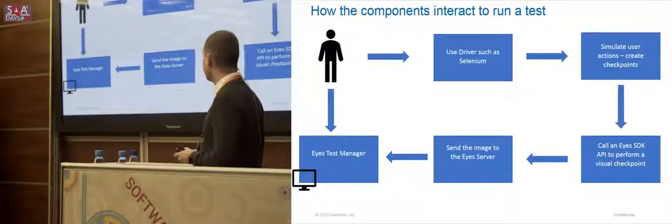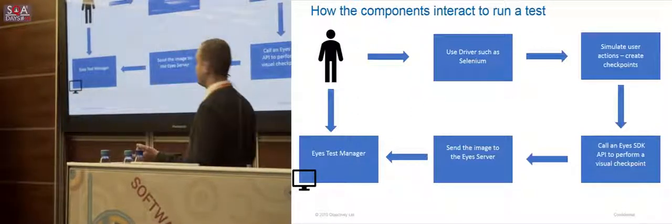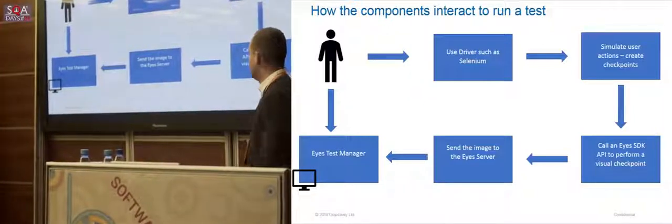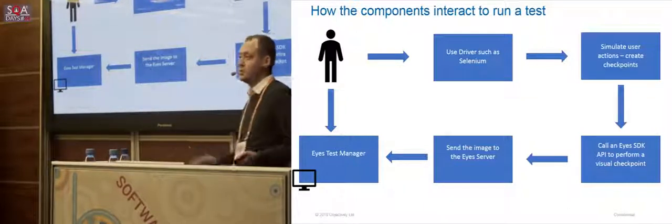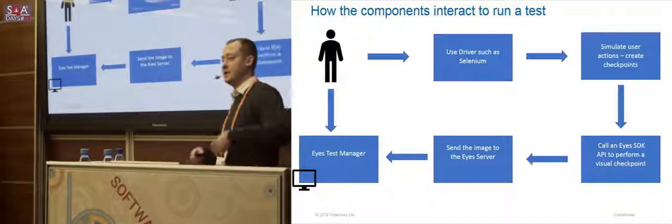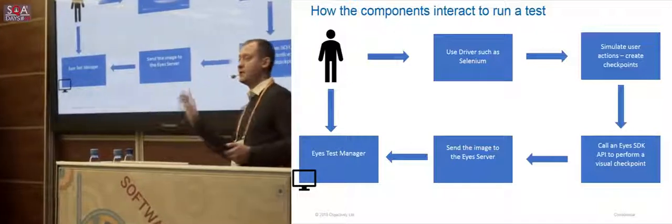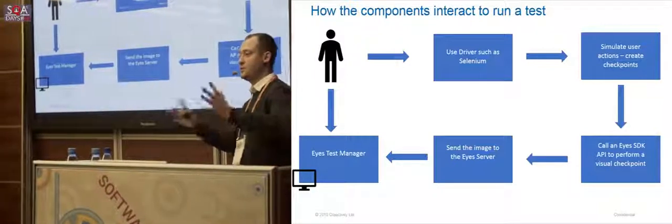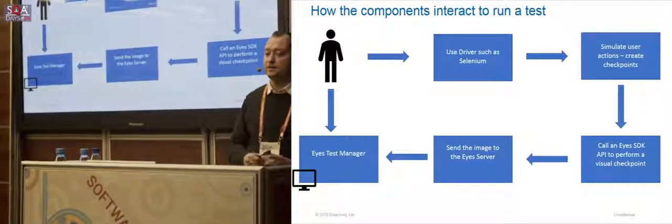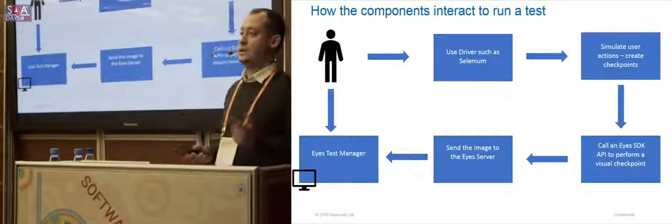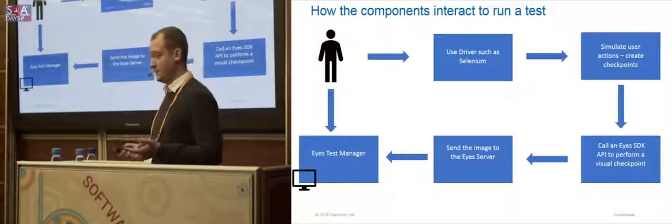How it works, in a very easy way. So we have a tester on the left. The first thing is that he's using a driver, such as Selenium, for example. Then he's simulating user actions: find the element, click that, send keys, other methods, and he's interacting with the application, doing some scenarios, some end-to-end testing. And also he's creating the checkpoints. The checkpoints are the place where Applitools Eyes is screenshotting the information on the page and comparing it with the baseline that you created previously.